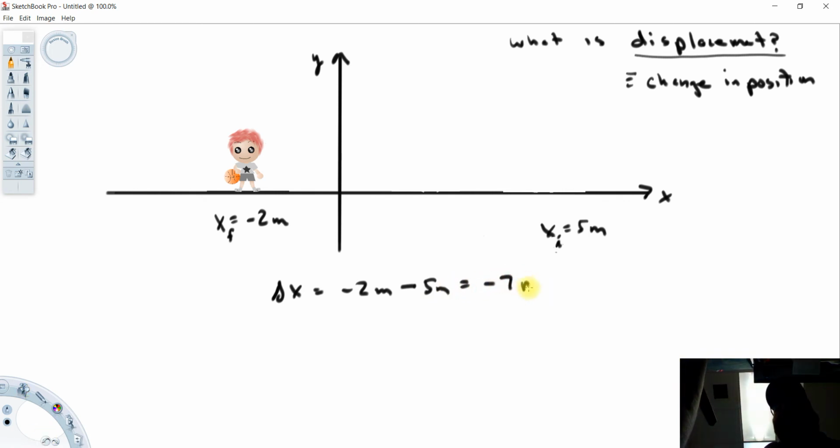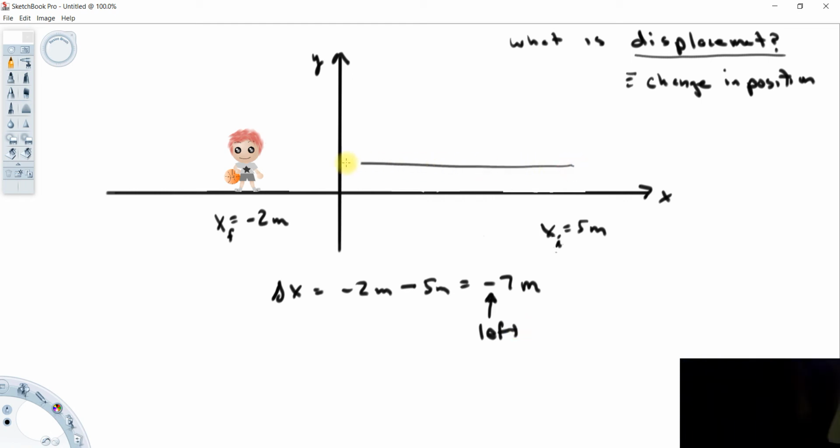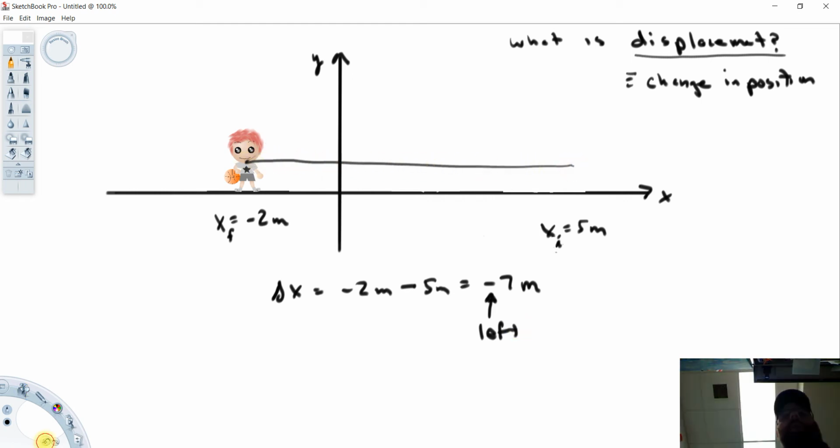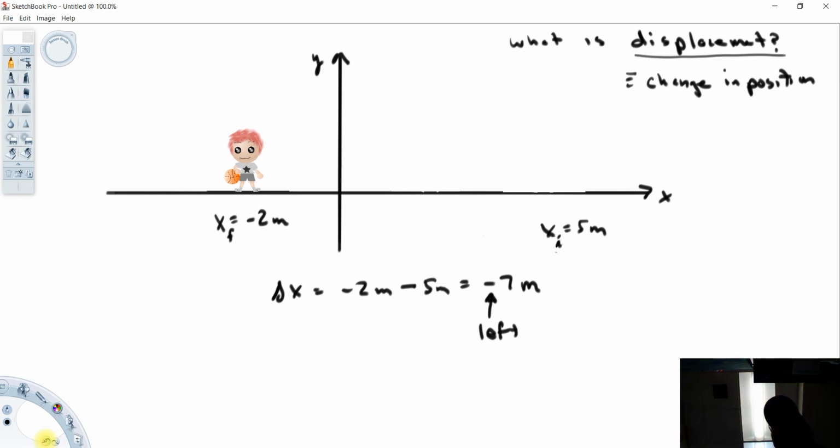And let me write that a little better. And again, you'll notice that this came out negative, and what that means is left in my picture. So displacement is an example of what's called a vector quantity. Vectors have magnitudes and directions. The 7 meters is the distance from here to here. And the minus sign is indicating left, so there's a direction.